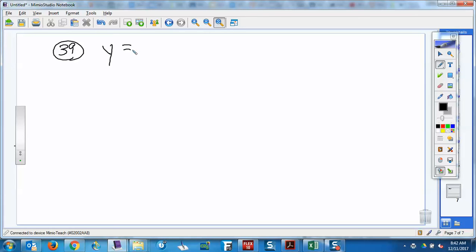equals log base 2 of, now again, how you write it is key. To me, I see cube root. I'm going to put that all to the 1/3 power. That's all inside the log.